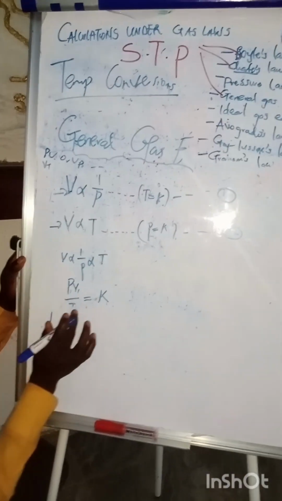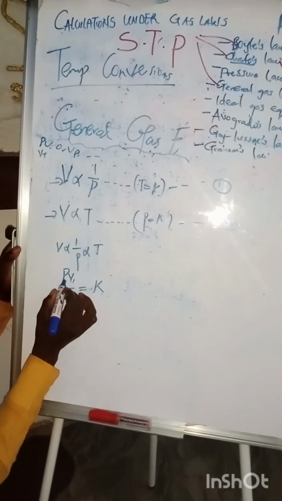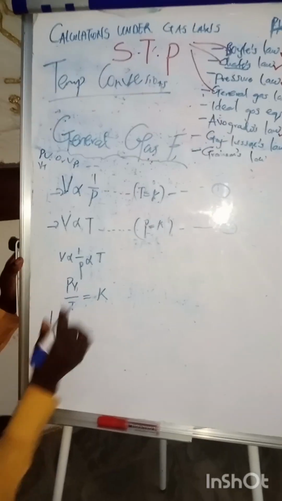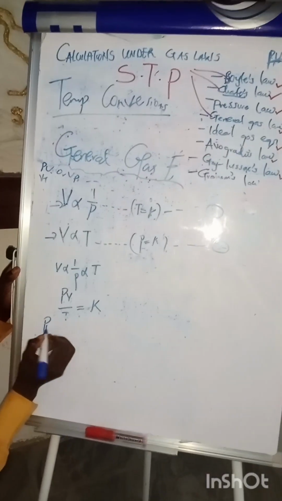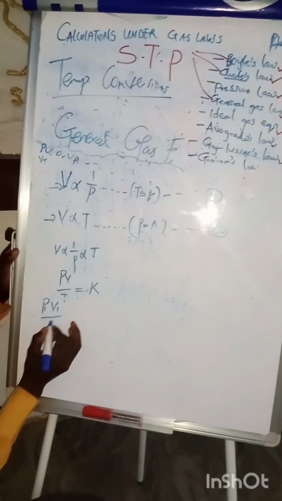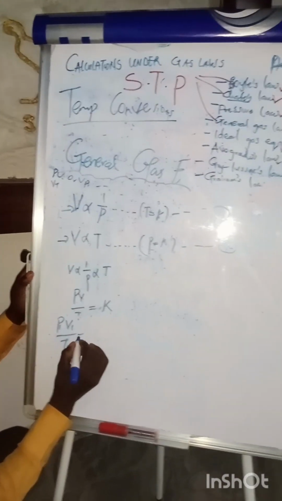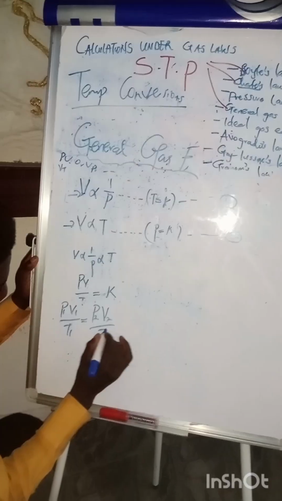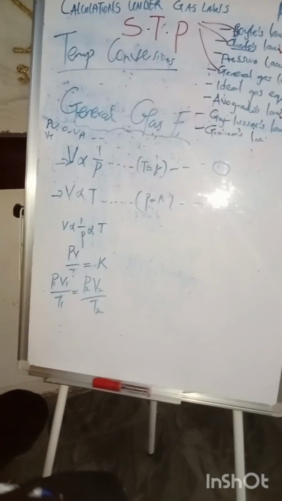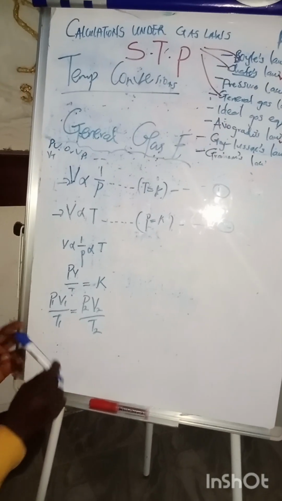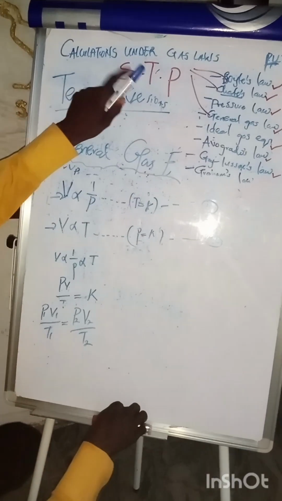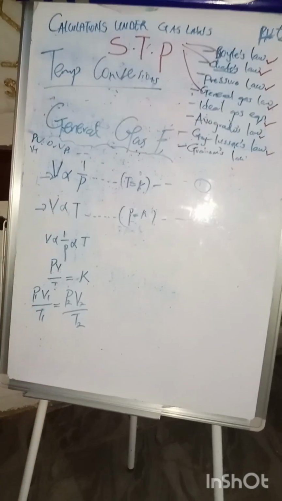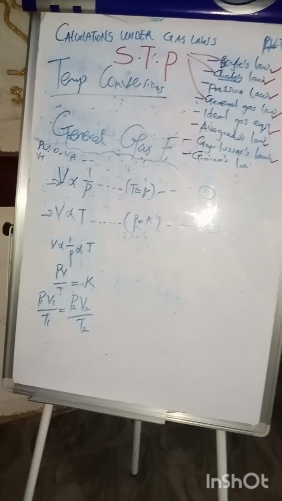From here you know that P1 V1 over T1 is constant. That's P1 V1 over T1 would always be equal to P2 V2 over T2. So let's write it out normally: P1 V1 over T1 is constant, meaning that it will reoccur again, P2 V2 divided by T2. There is such a thing as standard temperature and pressure. Let's understand that before we go into the calculation.